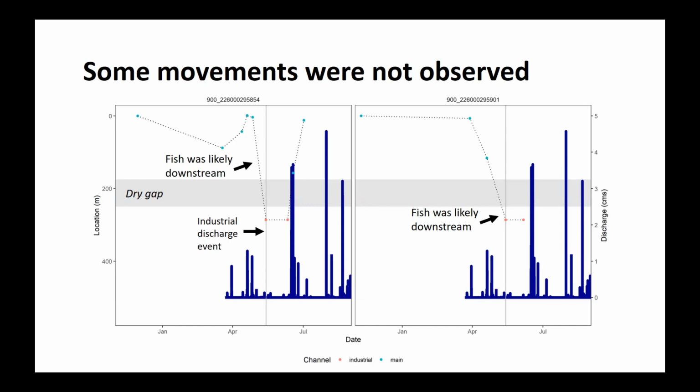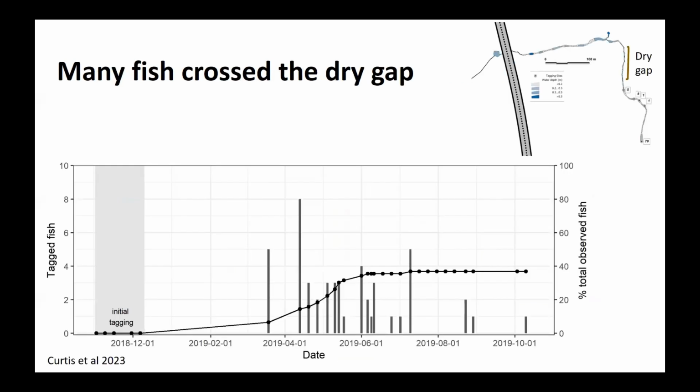that pool. Over the course of our study, we saw many of the fish cross the dry section of the stream. Obviously, they were only doing this during storm events, but many of the fish, about 50% of the fish over the course of our study, ended up exploring some other section of stream and then coming back, usually to the upstream section of stream.